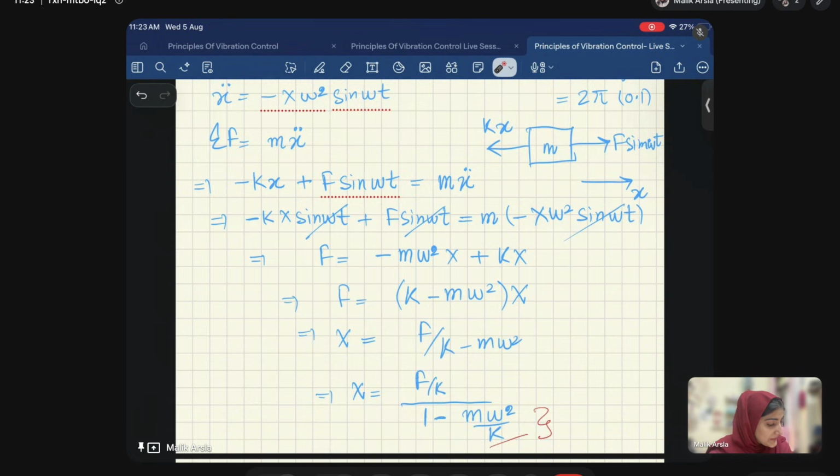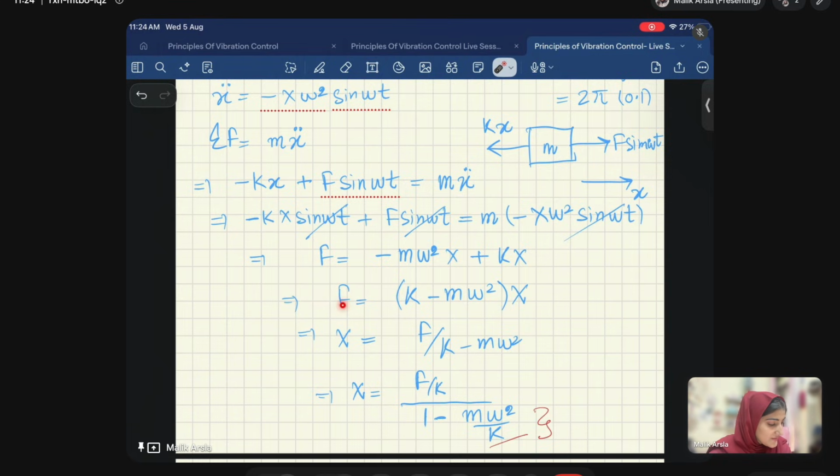F equals to minus m omega square X plus kX. So remember here, this capital X represents the amplitude, while the small x represents the response of the system. Okay, so you can denote it by A or B, or any other letter also. I am using capital X.